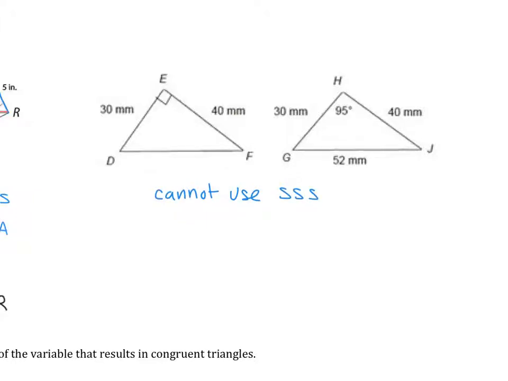Here I also cannot use any angle, side, angle, because I only know information about one angle. So let's see if we can use maybe side, angle, side. Let's check. So I see here that this side is congruent to this side. So ED is congruent to HG. So that's good. That's the first step of side, angle, side.